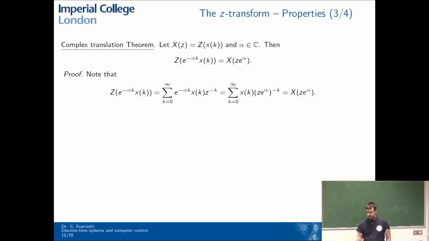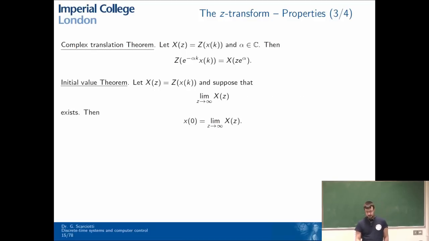The name complex translation theorem is justified by the fact that when you do this operation, you see that the argument of the z transform is multiplied by e power alpha, where alpha can be a complex number. So what happens to the graph of the function is that the points will be translated in the complex plane by this number.